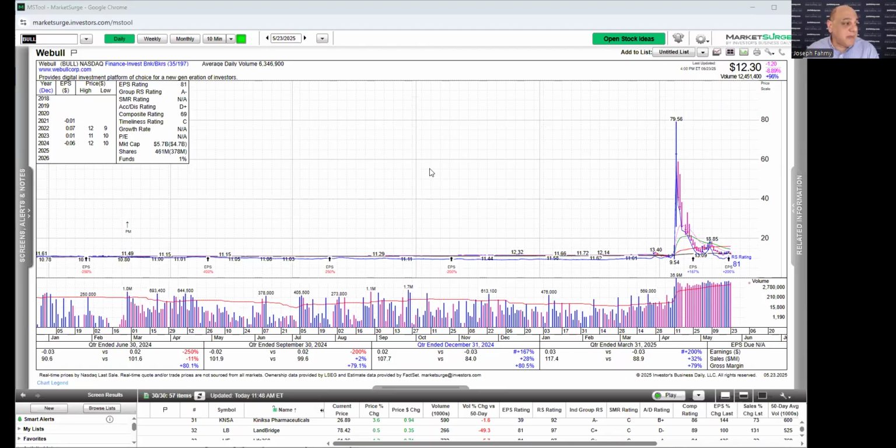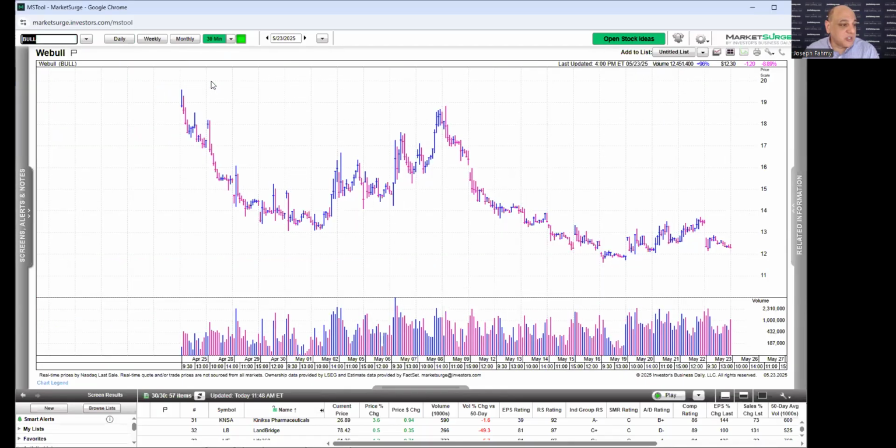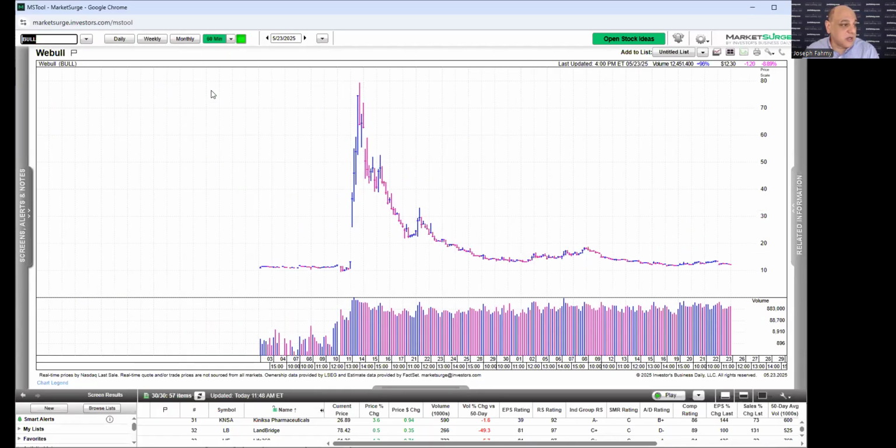I don't know enough about this one. It was a SPAC that went public, and I'd have to look at a different chart, like a 30-minute chart or a 60-minute chart, to take a look. So it went public off of a SPAC, and then it's just been drifting. I don't know enough about it.